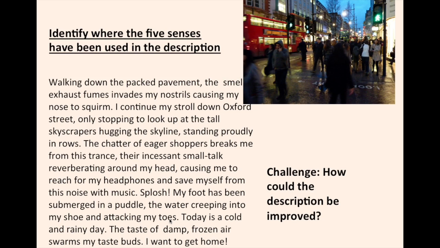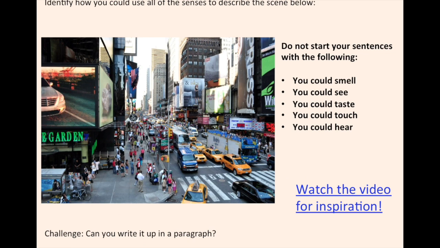I'm going to give you a video of Washington Square in New York, and I want you to write a paragraph about this. Do not start your sentences with the following: you could smell, you could see, you could taste, you could touch, you could hear, because that's kind of boring. Try to copy what that previous person did. So here is a video of New York.